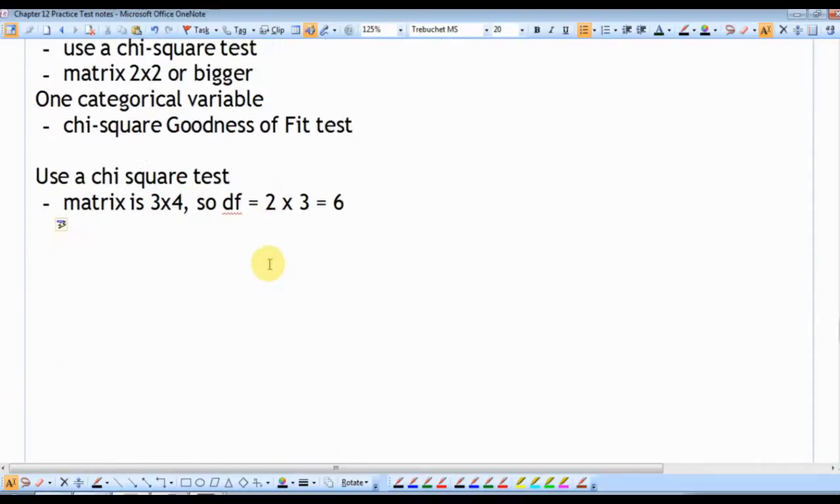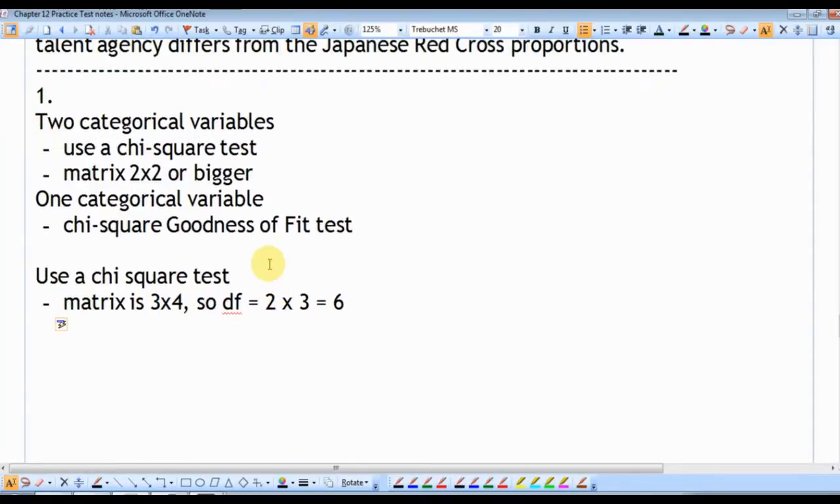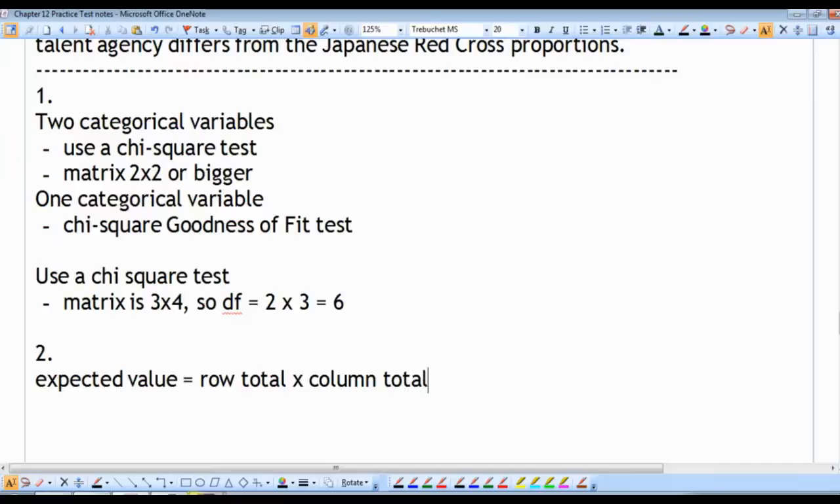Two types of chi-square tests. Create a table of expected values for question 2. So this is when you're going to want to use the, well, first of all, I should tell you that expected value is equal to row total times column total, this entire thing divided by grand total.